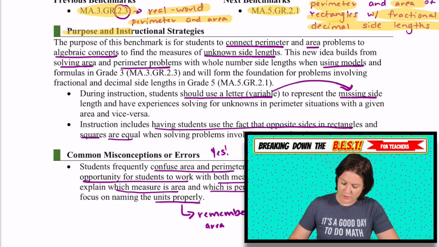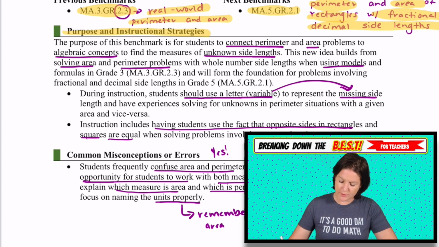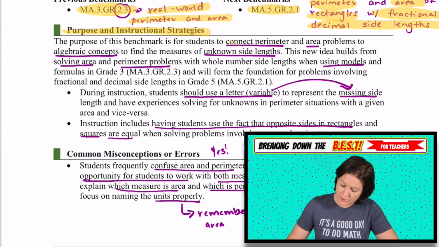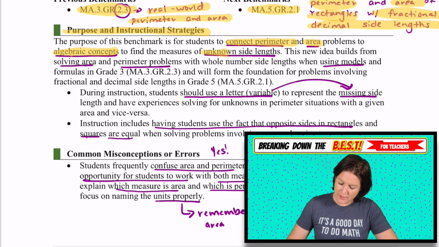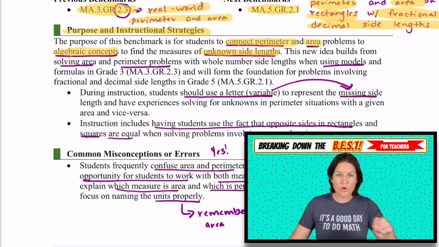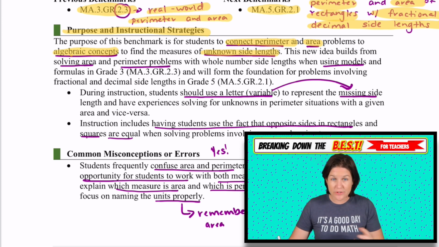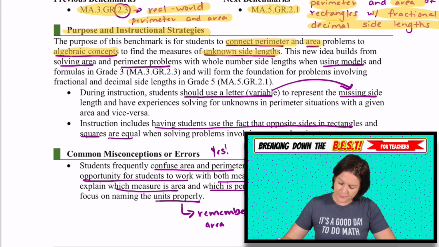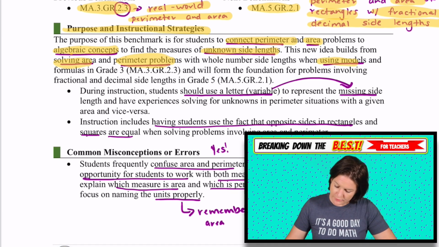The purpose and instructional strategies section says the purpose of this benchmark is for students to connect perimeter and area problems to algebraic concepts to find the measure of unknown side lengths. So we're connecting what we know about area and perimeter, throwing in that algebraic component with the letter to represent the unknown to determine these unknown side lengths. We're solving area and perimeter problems using models.